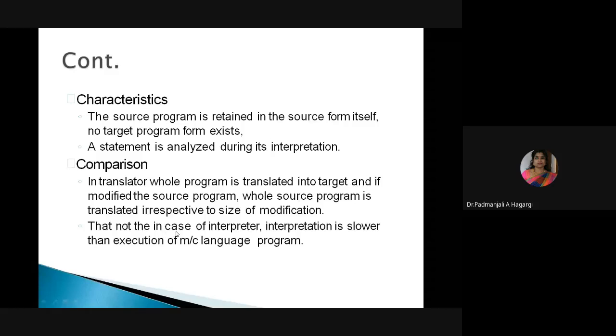In the case of interpretation, it is slower than execution of a machine language program. That is true, as the interpreter is similar to the compiler, but the interpreter also produces a type of target language, the simplified, reduced or optimized code. They are ready for executing the program.